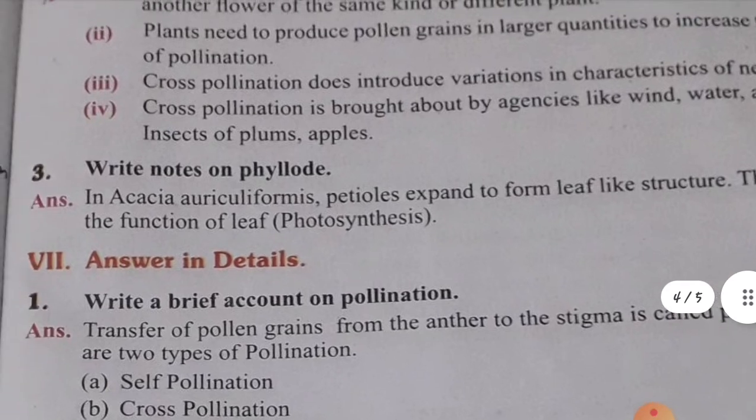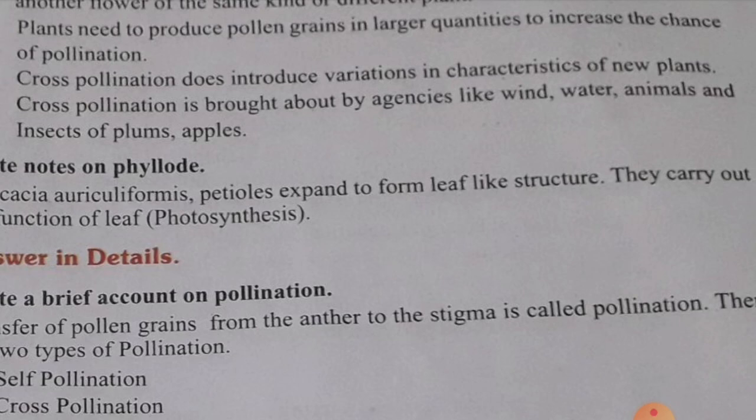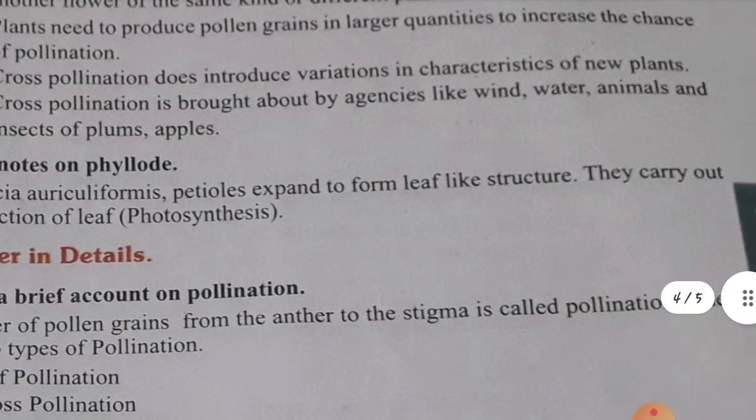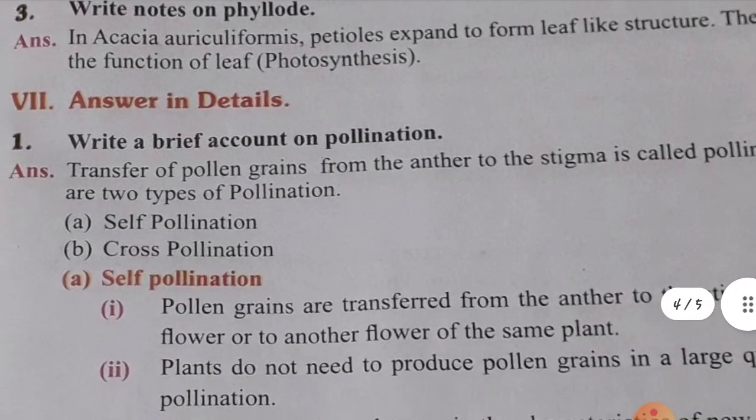Okay. Third one, children, it's a very important question. Write a note on phyllode. In Acacia auriculiformis, the petioles expand to form leaf-like structures. Children, you see the leaf-like structure? Yes, they carry out the functions of leaf, that is photosynthesis. Okay, children, this is clear to you? Yes, fine.